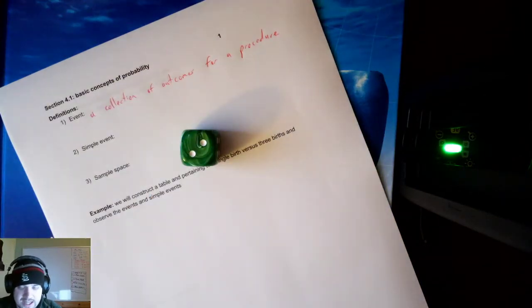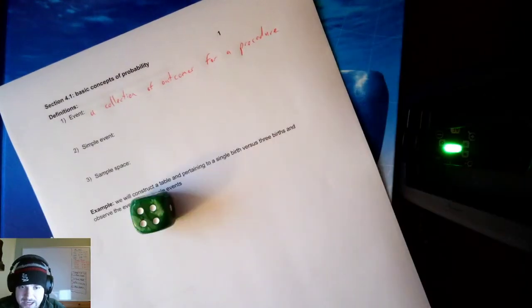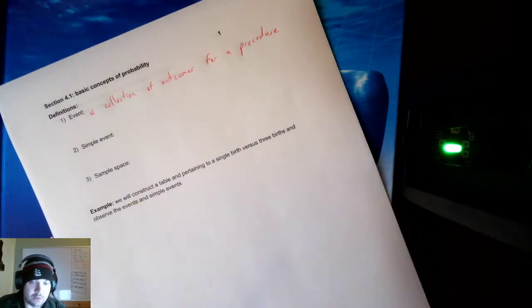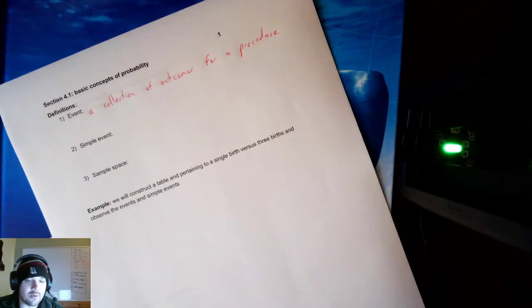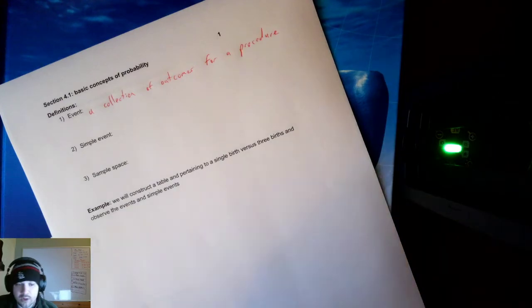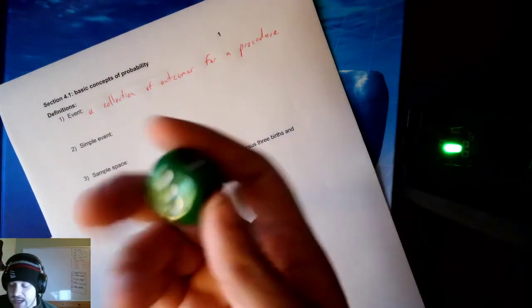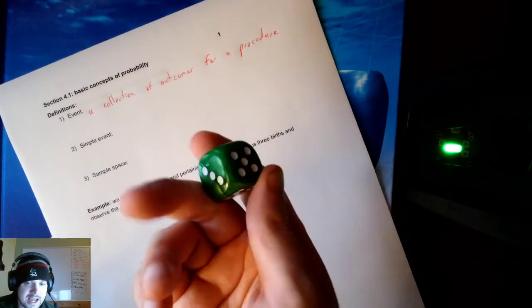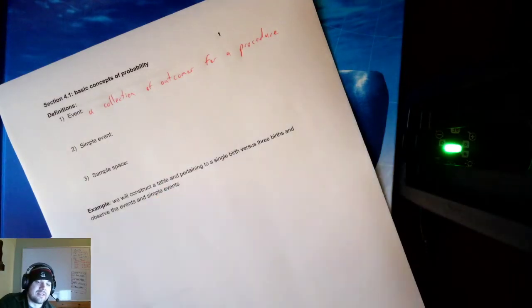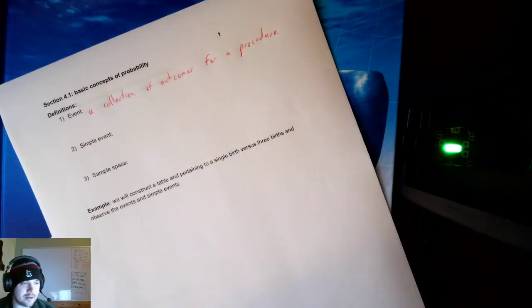In probability, a lot of times we like to think about things that are left to chance, like rolling a die, right? When you roll a die, it comes up a 4. That's an outcome, and it's determined by chance. That is what we want to look at with probability. So the event I was concerned with there was rolling a 4. Now my event could be rolling an even number, right? Then I could have 2, 4, or 6 on my die. I can have different events. So an event is a collection of outcomes for a procedure. I can have any collection of outcomes.